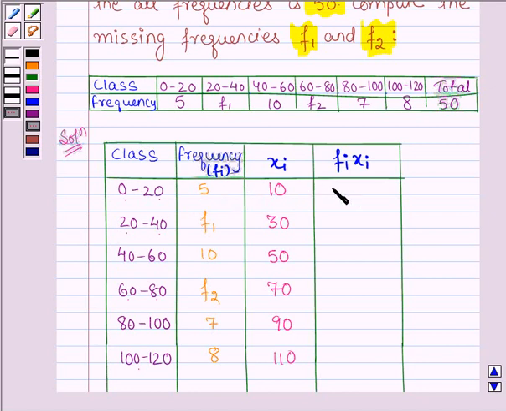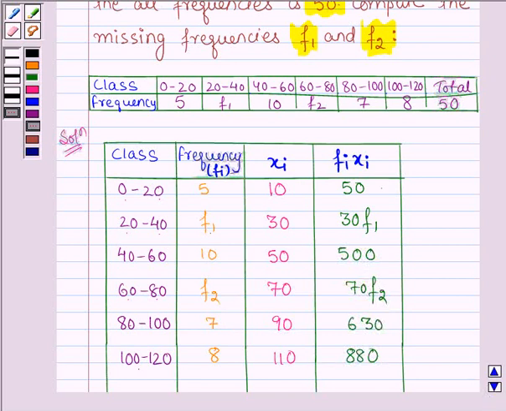So, in the first row, we shall write F1 into X1, that is 5 into 10, gives 50. 30 into F1 is the value, F2, X2. So, we have 30 F1. Then we have 500. Then we have 70 F2 similarly, and here we have 630, and here we have 880.